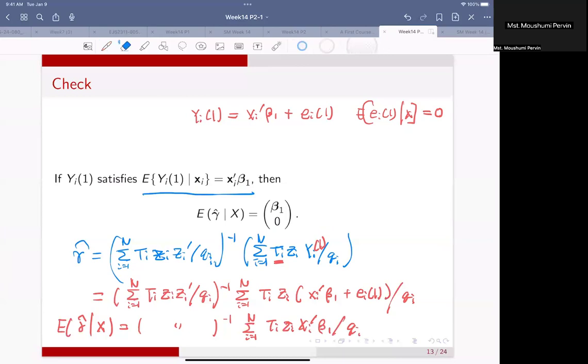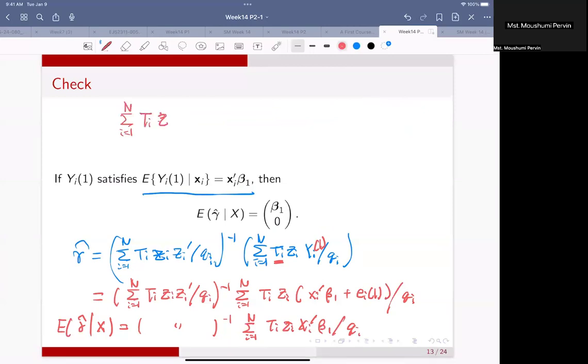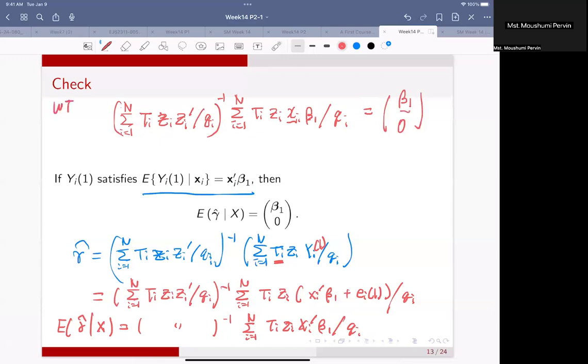So now the question is, what is Ci prime by Qi inverse? How to simplify it? We want to show that this is actually 1 and 0. That's what we want to show, because to show this one means that we want to show this.